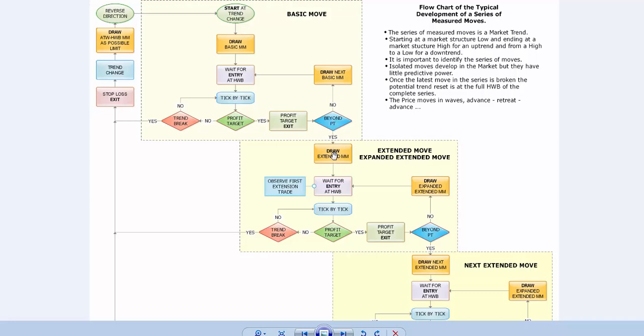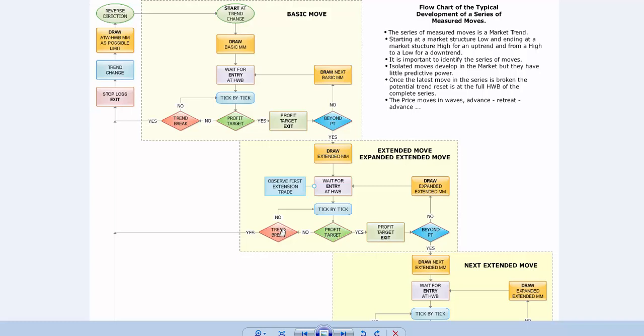If it goes beyond its profit target, then we draw the extension. And we're now in extended moves or expanded extended moves. We wait for the entry. It's important to first understand that in any first extension, and this is the one thing that we have to watch out for, whenever we have a brand new anchor, we first observe the first reaction to the very first extension from that anchor, because we don't know for certain if there's an algorithm attached to it. If we can see the reaction, tick by tick, one of two things happen. If we hit a profit target, we move on to the next extension.